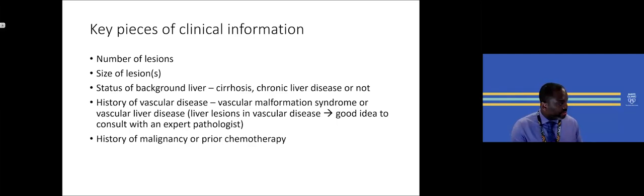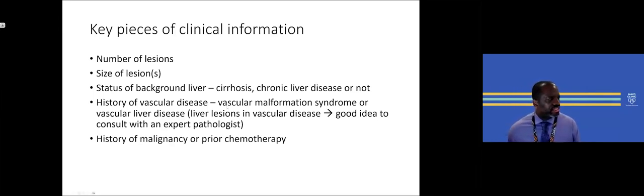With this illustrative case, I want to highlight the key pieces of clinical information that I look for, and I think you should look for when you're going to make a diagnosis of HCC. So I think it's important to know how many lesions are present in the liver. It's useful to have an idea of the size of the lesions. The status of the background liver is really, really helpful. So patients with cirrhosis or chronic liver disease are much more likely to have hepatocellular carcinoma, although this isn't guaranteed at diagnosis. It could be a dysplastic nodule and very rarely an adenoma. Again, very rarely an adenoma.